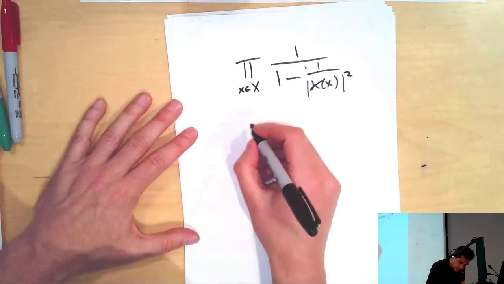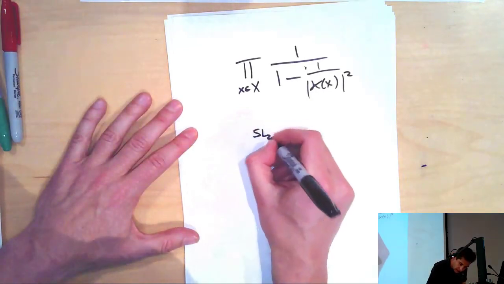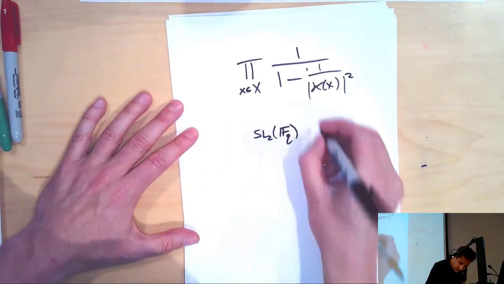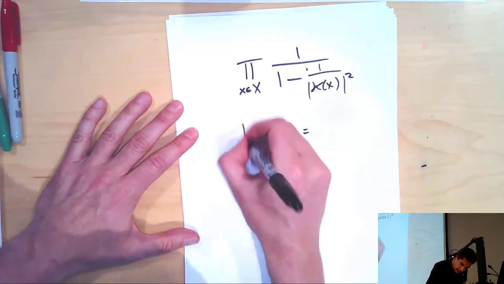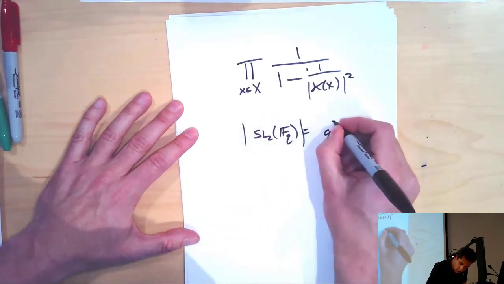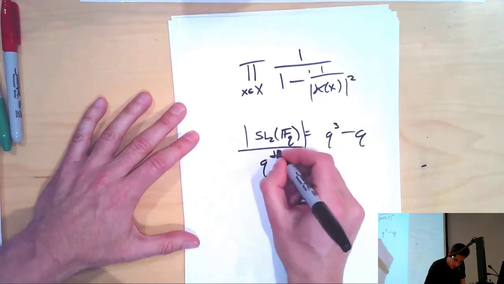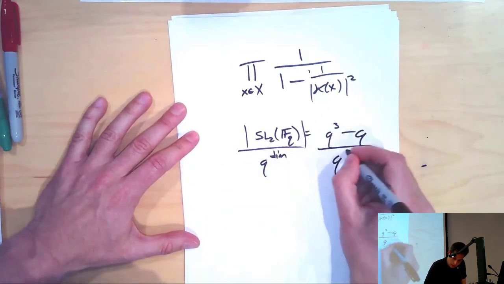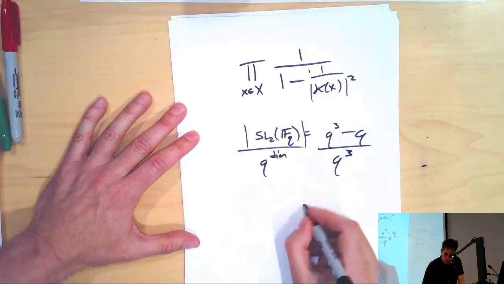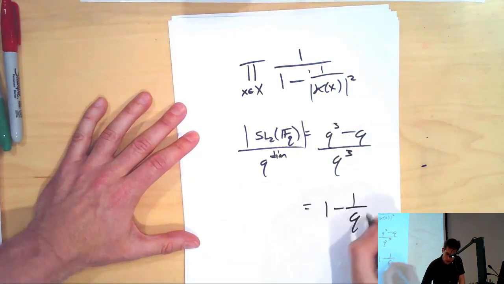What's the number of points of SL2 of F_q? Right, the size of this group is q cubed minus q, I think. And so if you divide by q to the dimension, you get q cubed minus q divided by q cubed, so 1 minus 1 over q squared.